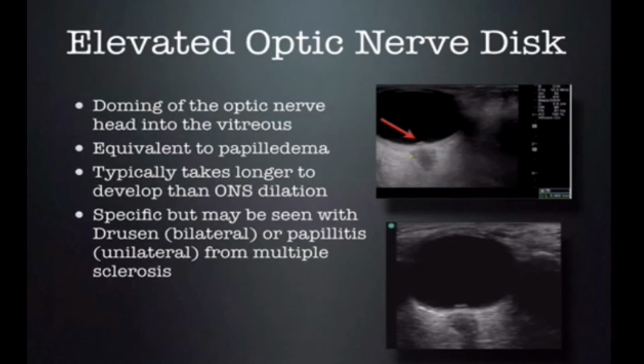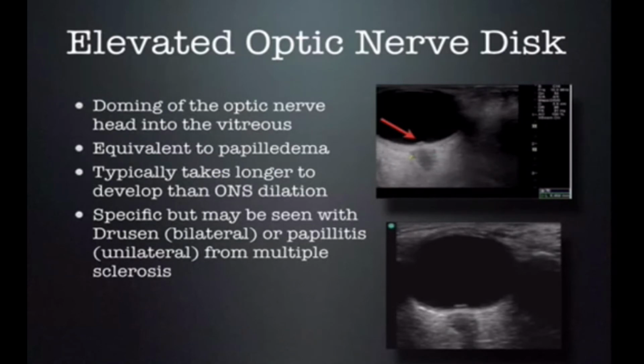As the optic nerve sheath dilates because of elevated intracranial pressure, the optic nerve also bulges into the vitreous. And this is the same thing as papilledema. This is the ultrasound equivalent of papilledema. This is highly sensitive and highly specific for elevated intracranial pressure. However, it does take time to develop. I don't know exactly how long it takes, but it takes probably several hours to a couple of days, probably closer to a couple of days.